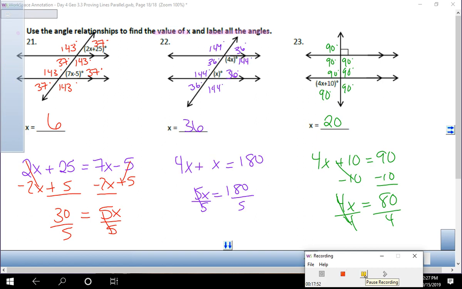Alright, there is 22. So for 22 you had consecutive interior. So you had to add them together, set them equal to 180. Should have gotten x is 36. And when you plugged it back in, angles are 36 and 144. And then for 23, I like these problems. Everything is going to be 90 at the end because I've got a 90-degree angle marking. So I set that 90-degree angle marking equal to 4x plus 10 because they are alternate exterior. End up getting x is 20, and then that worked out just fine.